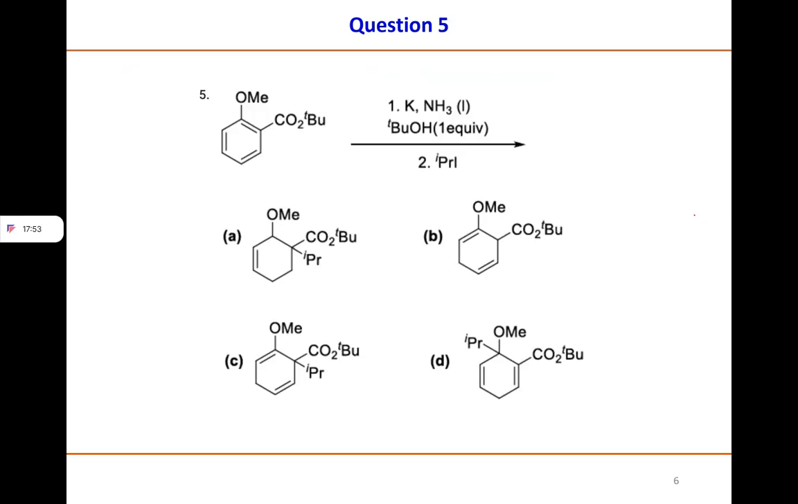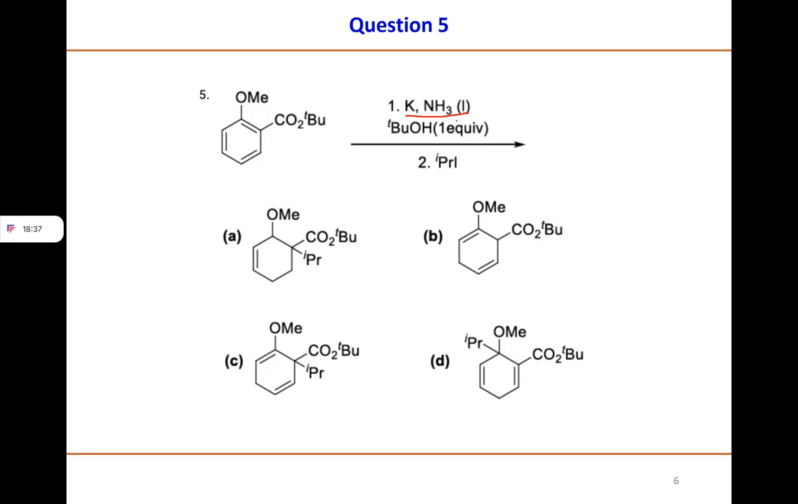The next question is, we have to find out the correct answer here. So in this case, we can see that the reduction is taking place in presence of potassium and ammonia. Okay, so this is the very famous reduction. Can you tell me which type of reduction it will be? It is a basic reaction, not coming in the carbocation part. It is a Birch reduction.